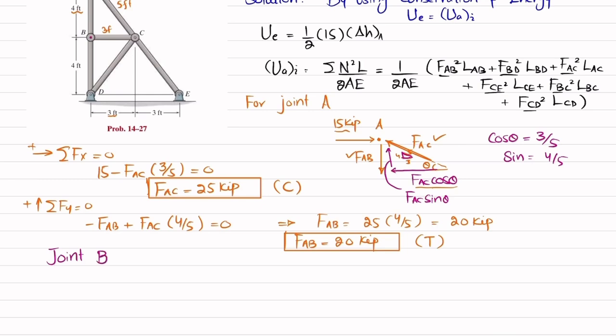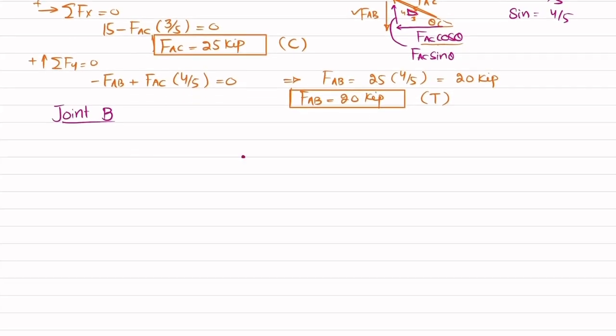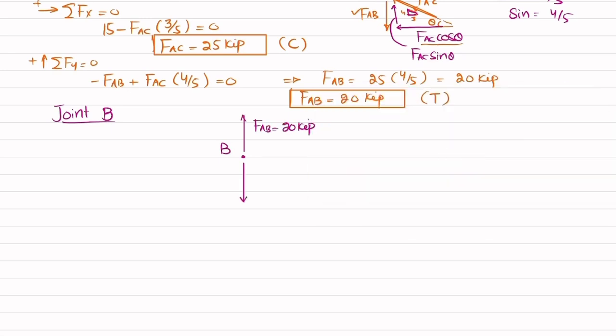Joint B. Okay. So let me show you the forces on joint B. This force by member FAB on joint B will be in this direction. This FBD will be in downward direction, and this FBC will be in this direction. You can also assume it. So this is your point B. Clear? Here you have FAB in upward direction, which is 20 kips. FBD is downward, which is not known, and FBC is in this direction, which is also not known.